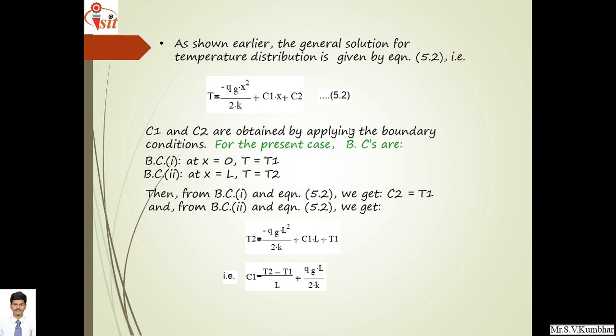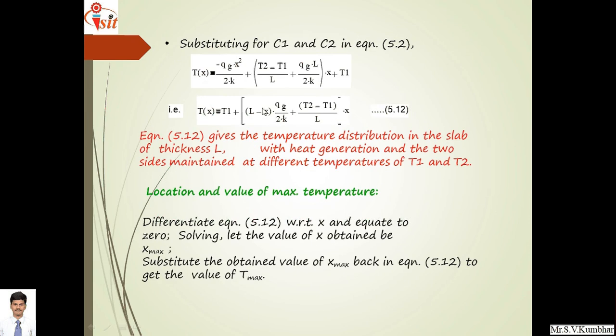The first boundary condition is x equal to 0, T equal to T1. The second boundary condition is x equal to L, T equal to T2. If you substitute these two boundary conditions here, we will get C2 as T1 and C1 as (T2 minus T1) upon L plus QgL upon 2K. Substituting these in this equation, we get Tx, the temperature at any distance x, equal to minus Qg x square upon 2K plus (T2 minus T1) upon L plus QgL upon 2K, into x, plus T1.